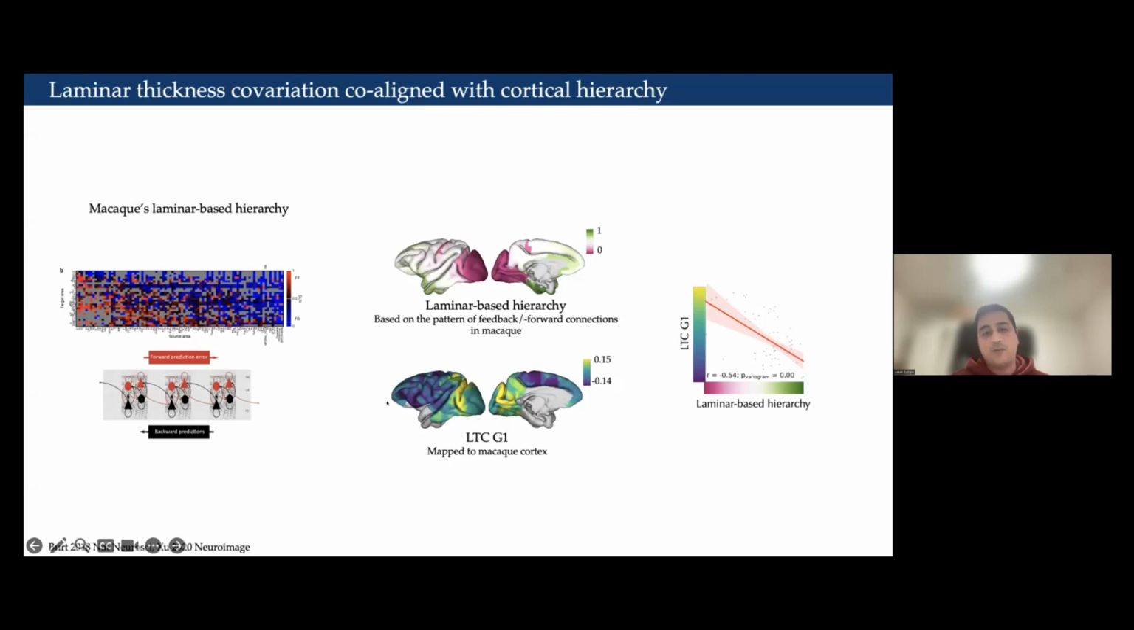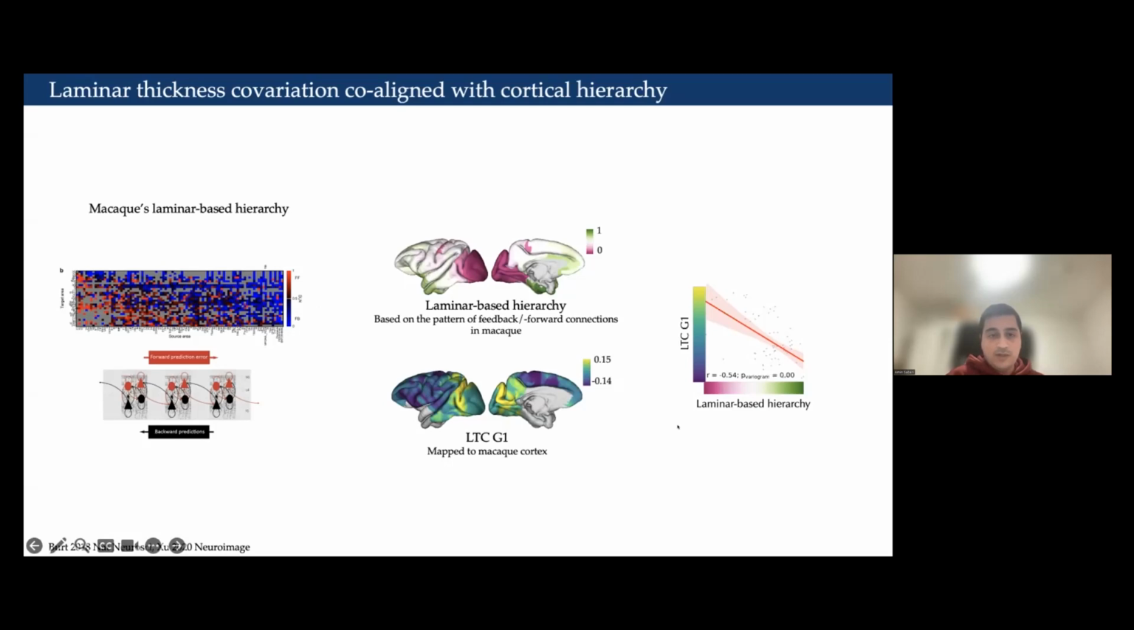But our map was based on humans, so we had to map it to the macaque cortex. And then when we looked at the association, we observed a relatively high correlation, overall showing that the infragranular dominant regions in more frontal areas tend to have higher hierarchical positions.